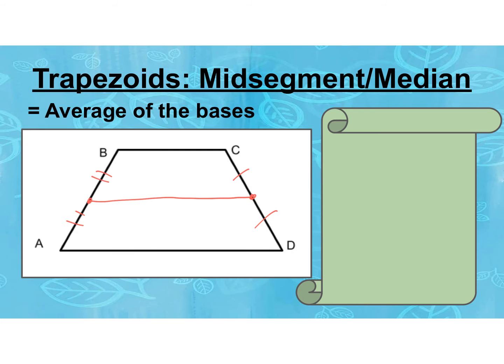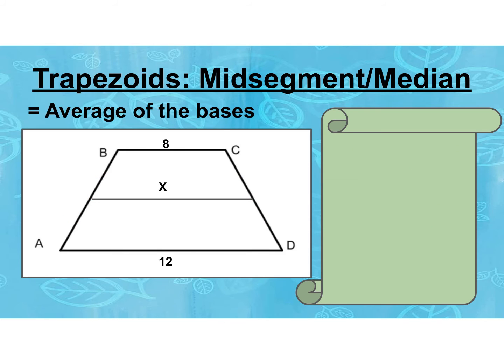You take the 2 bases and you add them up and divide by 2. You divide by however many you have. So the mid-segment is 1/2 times base 1 plus base 2. Or you could think of it as adding your bases, dividing by 2. Those are the same thing.